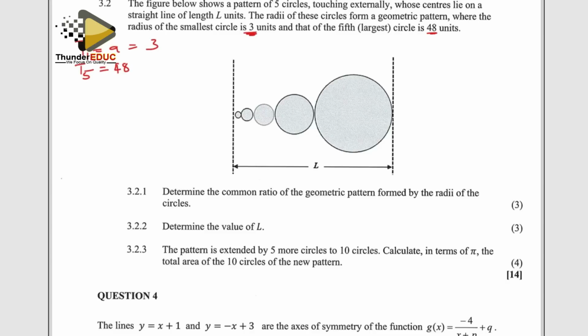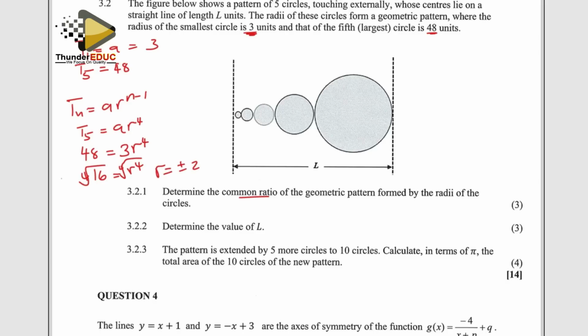They told me it forms a geometric sequence. So the general term is A R to the n minus 1. Determine the common ratio. So if I substitute, let me use T5. T5 is going to be A R to the 4. So that is 48 is equal to 3 R to the 4. Divide both sides by 3. I will get 16 equals R to the 4 and then I find the fourth root. Okay, so with the fourth root, I have to get a positive or negative 2. But then since the circles are increasing in size, therefore the ratio has to be positive.